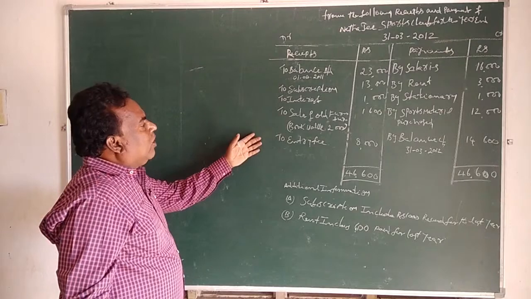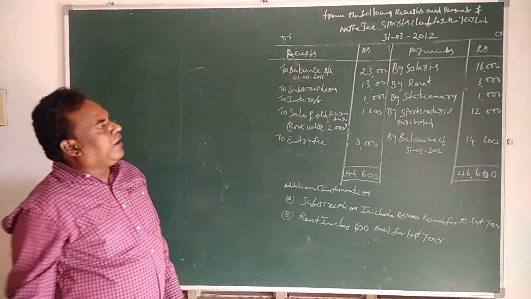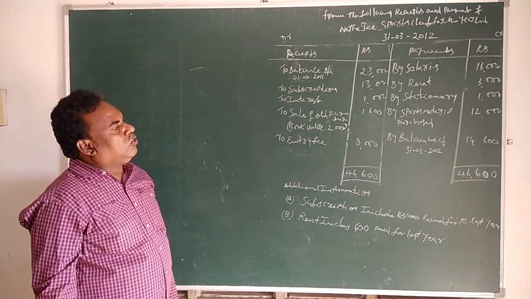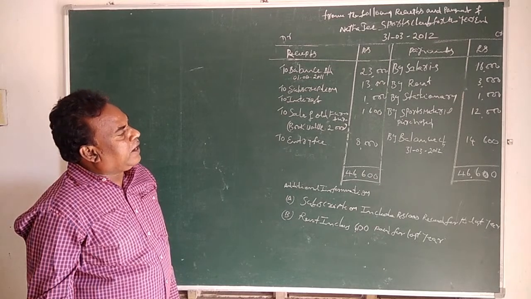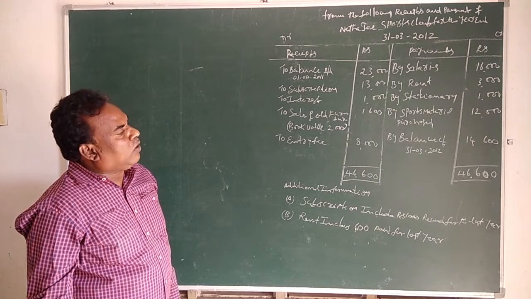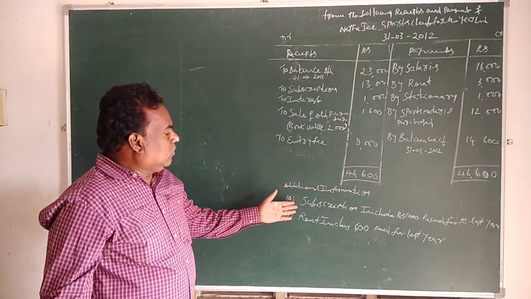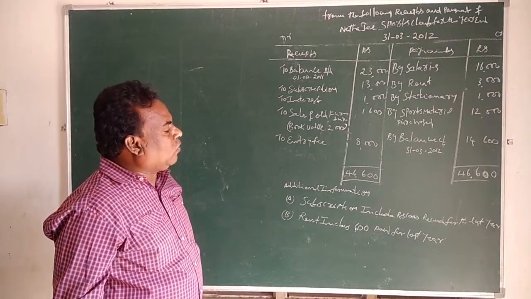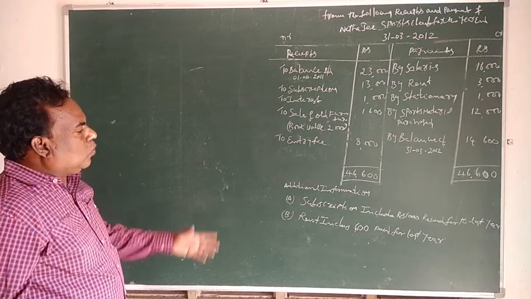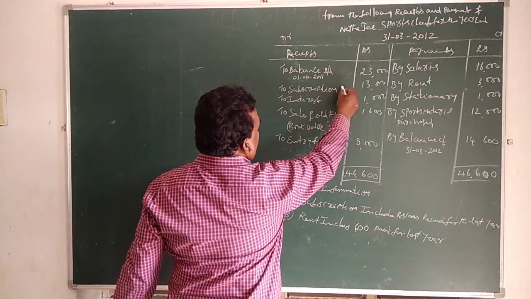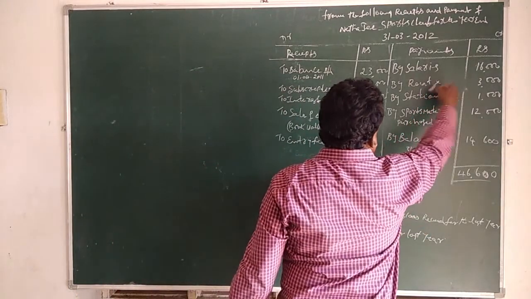These are the receipts of the non-profit organization. Next, payments: by salary 16,000, by rent 3,000, by stationery 1,000, by sports material purchase 12,000, by balance 31st March 2012 14,600. Additional information: subscriptions included 1,000 related to last year. Rent included 600 paid for last year. These are the two adjustments, one regarding subscriptions, another regarding rent.